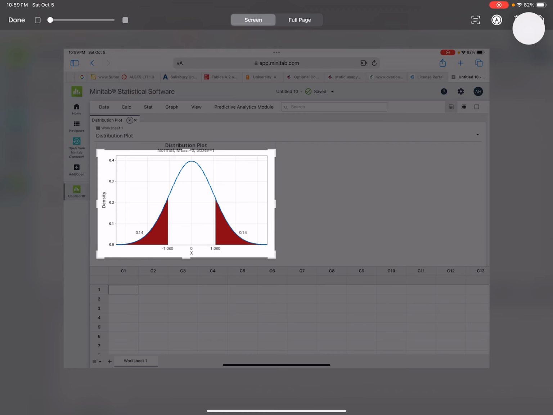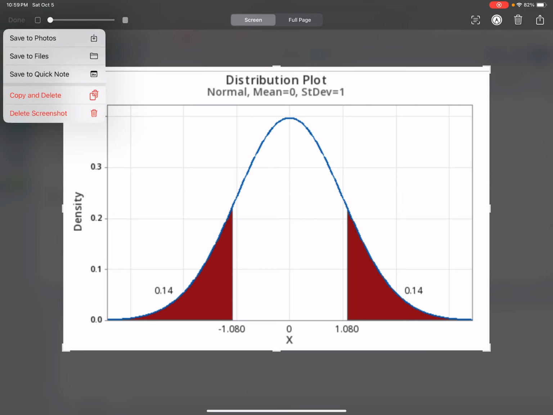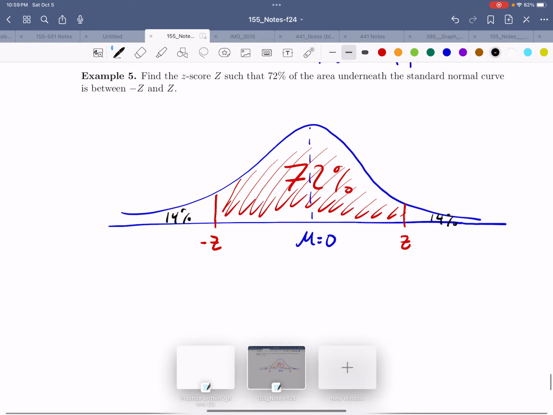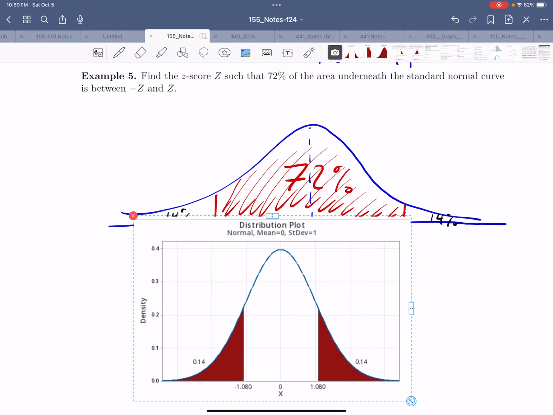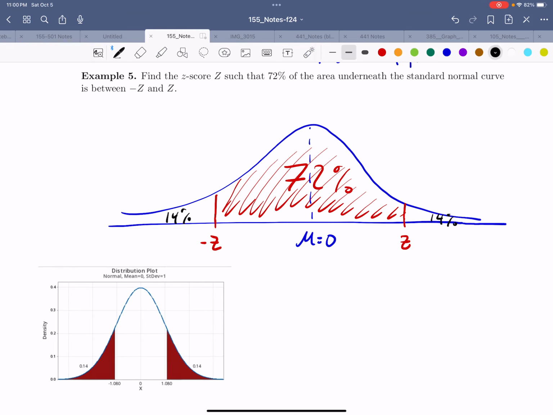So maybe that was a little involved using Minitab. All right. And let's just paste this real quick. And that's our answer. And that's what we've got.